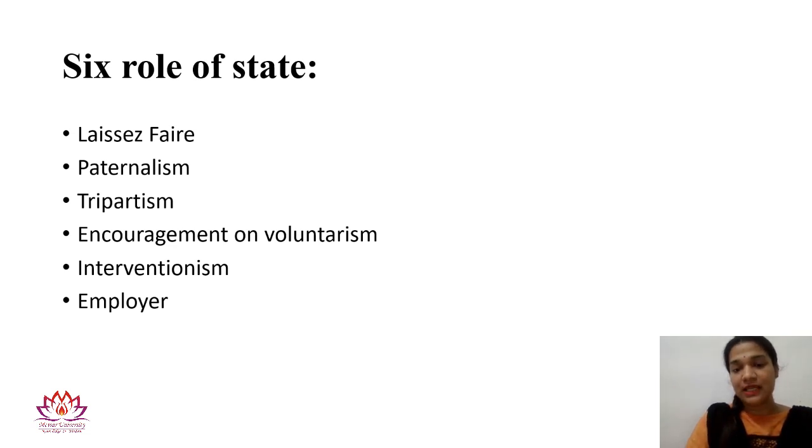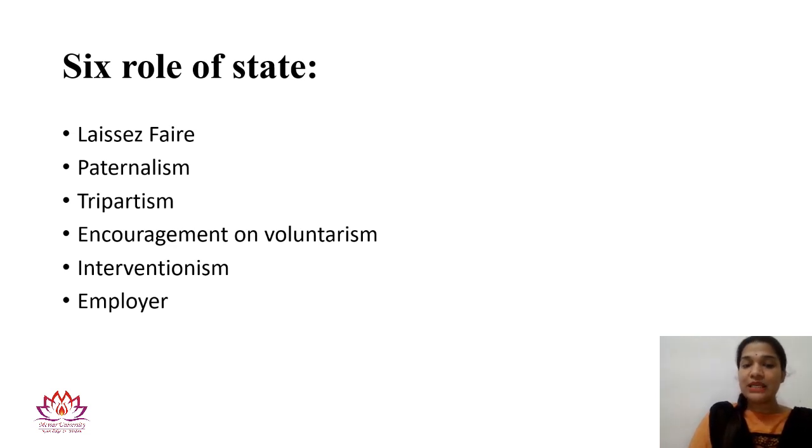Let's move toward the second point, that is paternalism. By the end of the 19th century, the laissez-faire role of government was replaced by paternalism. Thinkers like Robert Owen, Ruskin and others attracted the attention of the public and the government toward the inhuman working conditions in the factories, mines and plantations where more and more workers were engaged. So the government tended to make several enactments to govern the working conditions, wages and benefits, and formation of trade unions.